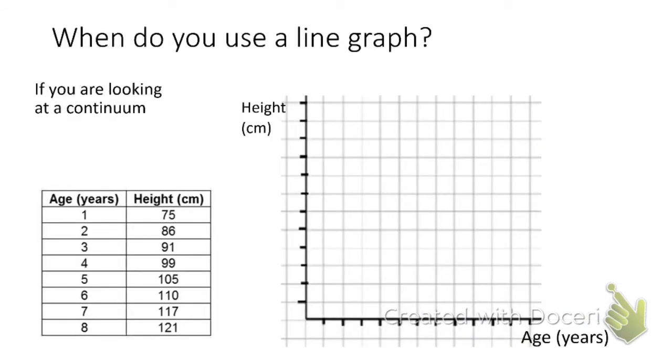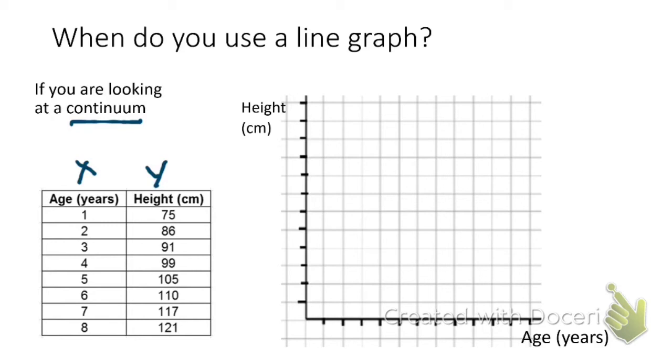So after you determine what is your x and what is your y, you need to determine what kind of graph you use. If you measure a continuum, which this data set here would be, because you are looking at age at different time points, but there are time points in between, and at height, a line graph in this case would be appropriate.